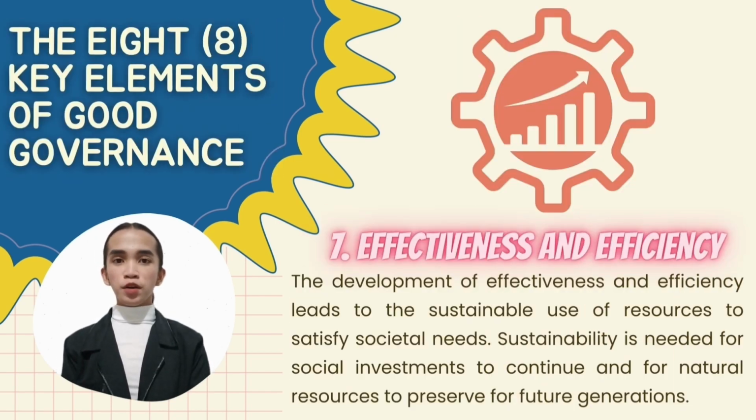The seventh element of good governance is effectiveness and efficiency. Every decision-making process and its institutions should ensure that the decisions it produces meet the needs of the entire community. The authority must also make the best use of community resources.